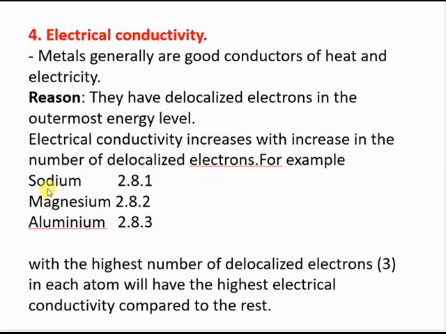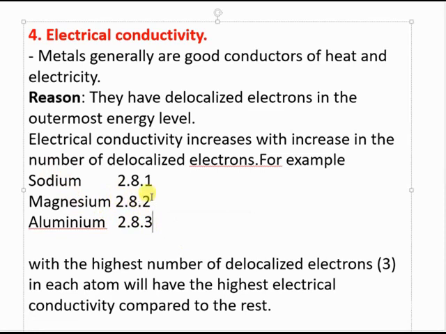Now, if we compare sodium, magnesium, and aluminium, we say that aluminium with three valence electrons is a better conductor of electricity when you compare it to magnesium and sodium.